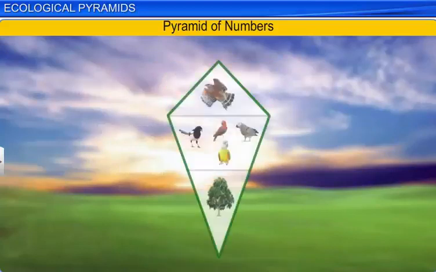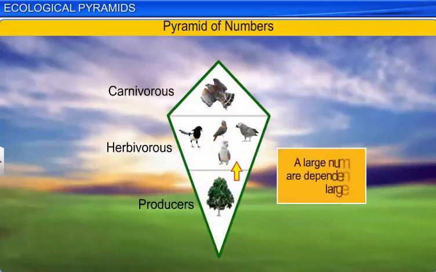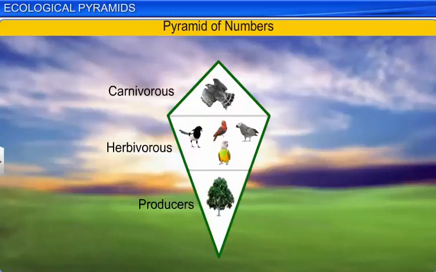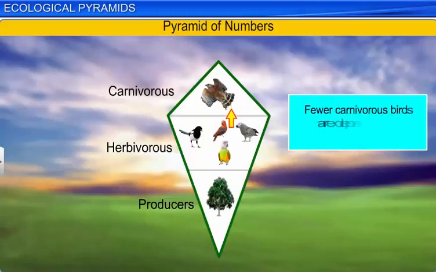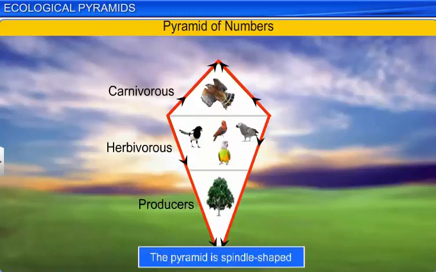Now, consider a third case, where a single large tree provides food to a large number of herbivorous birds. These birds, in turn, are a source of food for carnivorous birds like eagles and kites, which are fewer in number, and hence the pyramid is spindle-shaped. That is, broader in the center and narrow above and below.